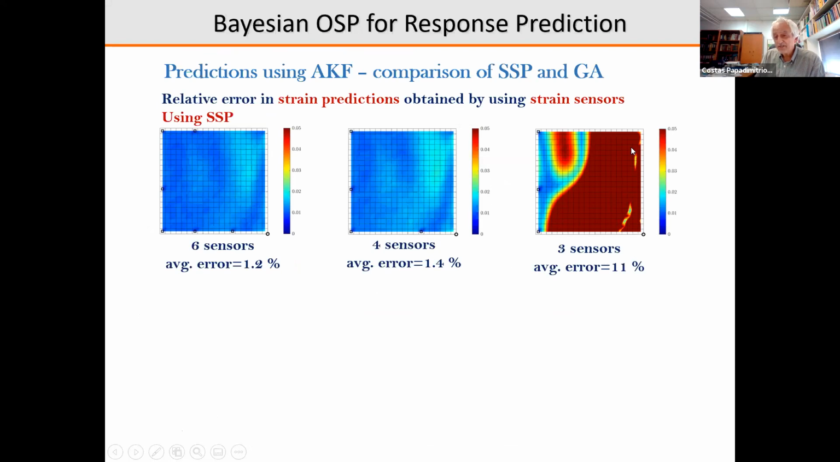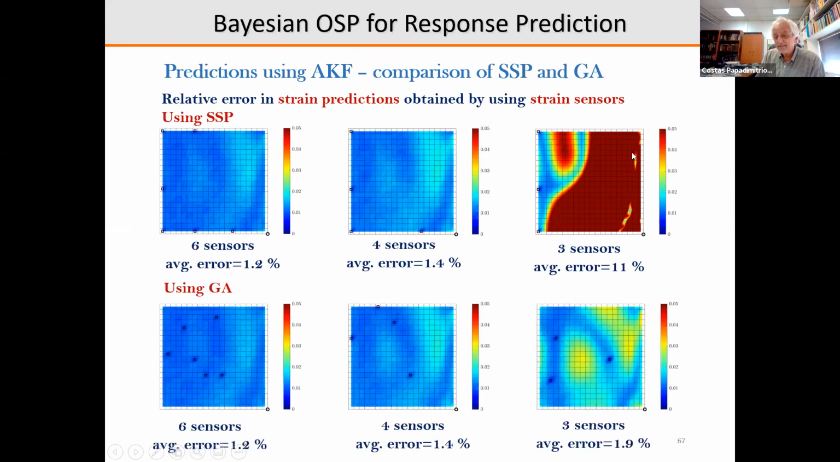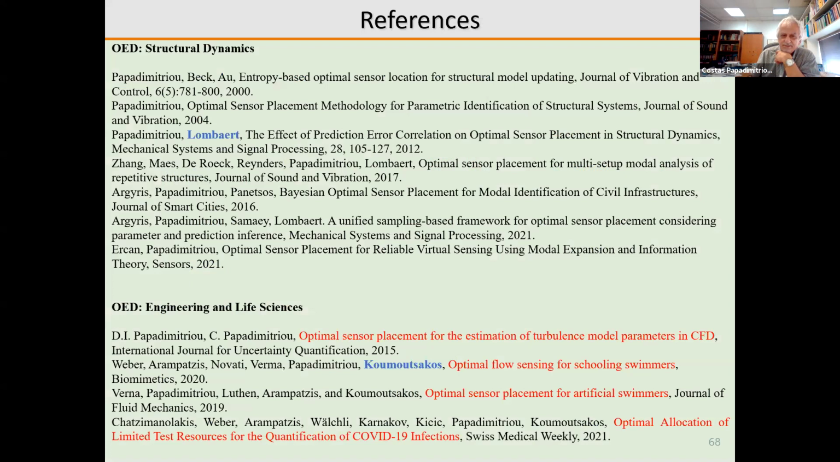With 3 sensors, you get large errors, but this is due to the fact that we use here the approximate methods to optimize, like the sequential sensor placement. And if you use GA, you do improve on this.